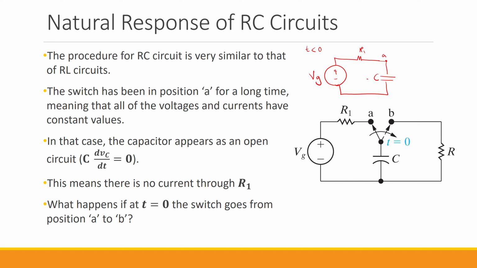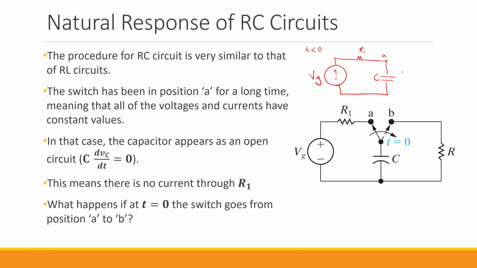If this circuit has been in this situation for a long time, all the voltages and currents have constant values. Everything has settled down, there is no transient variable in this circuit, and we also have this constant voltage that drives the circuit. If you had a sine wave, the analysis would be different, but for now we have a constant voltage.